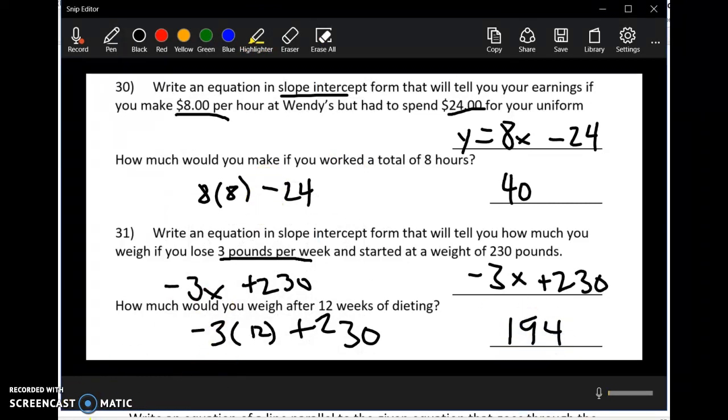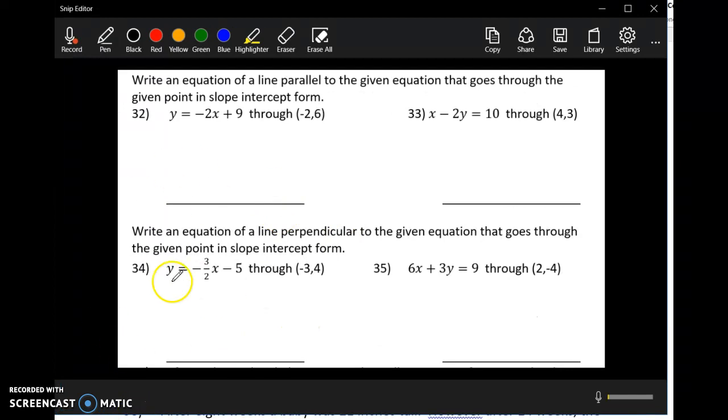Let's try the last couple problems. Okay, we'll see how much I get through. I probably can get through 32 and 33, and then my time might run out, but that's okay.